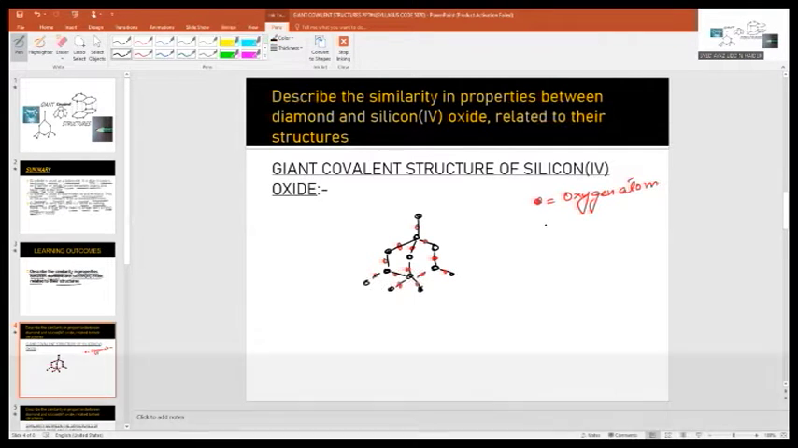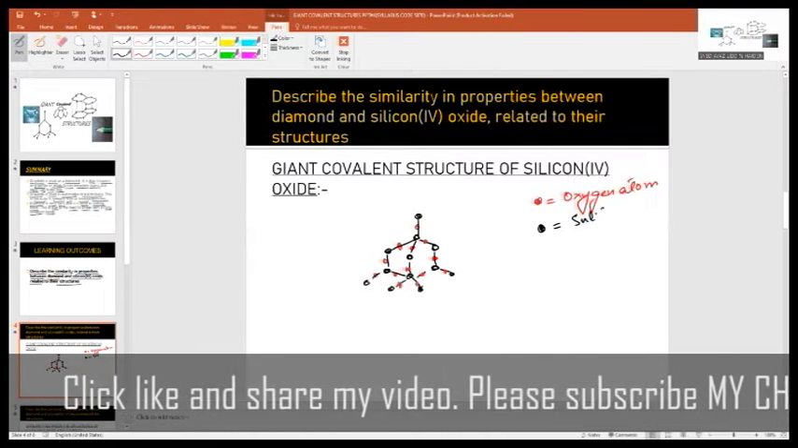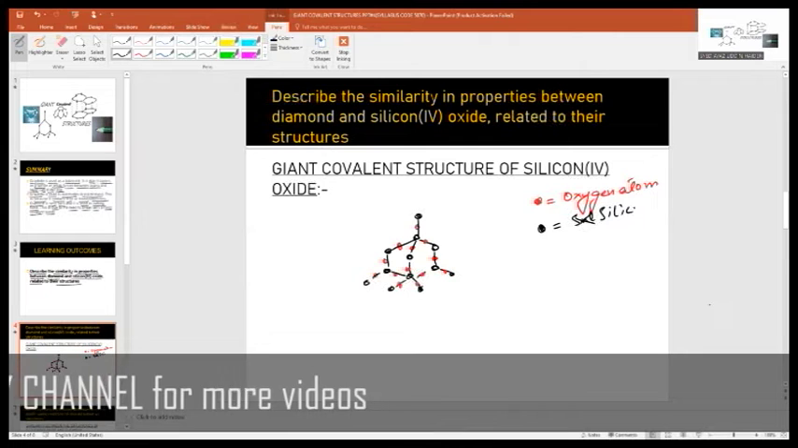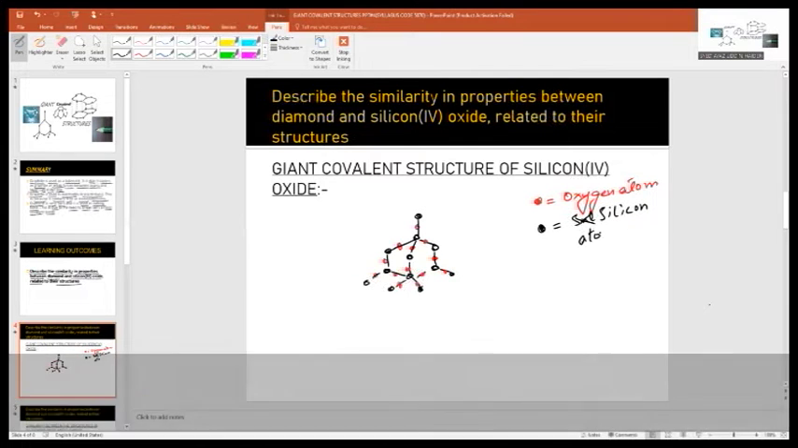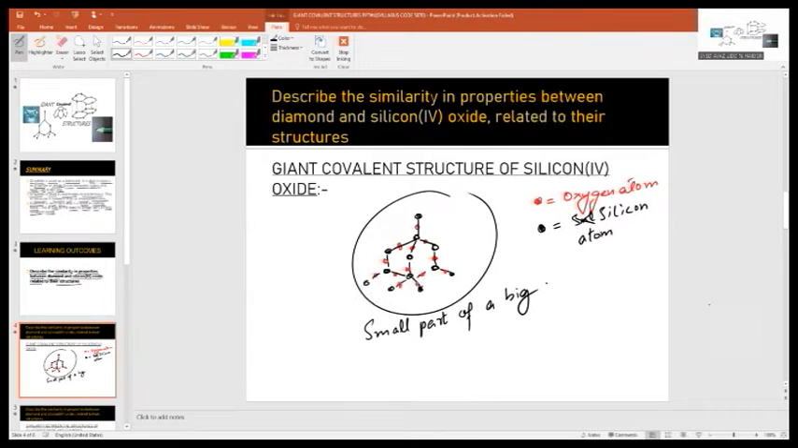The black dots are silicon atoms. Notice that each silicon atom is bridged to its neighbors by an oxygen atom. Don't forget, this is just a tiny part of a giant structure extending in all three dimensions. This one is a small part of a big structure.